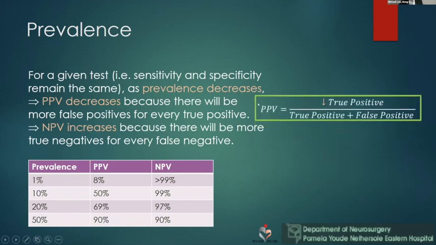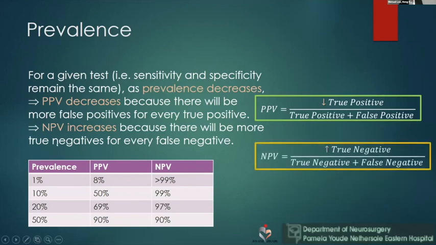Say for the prevalence, if this decreases, so it's a very rare kind of disease or occurrence of something, then probably the true positive will be decreased. So the positive predictive value will be very low. This is just an example: if the prevalence is just 1%, the positive predictive value will be very low. And then the negative predictive value will be very high because the chance of getting a true negative will be high. Most of the cases are actually negative. So the negative predictive value will be very high.